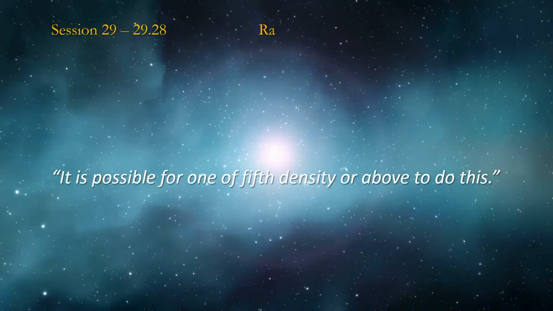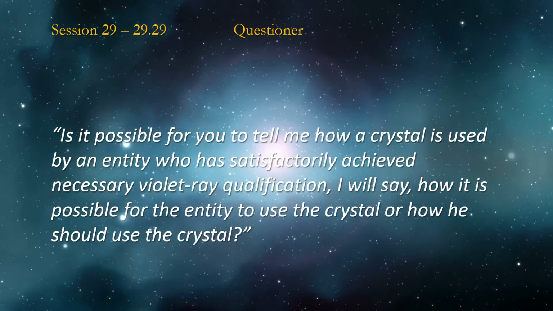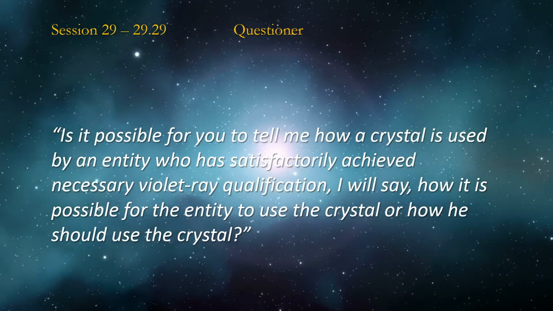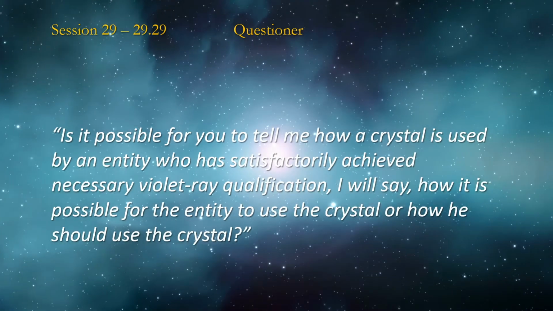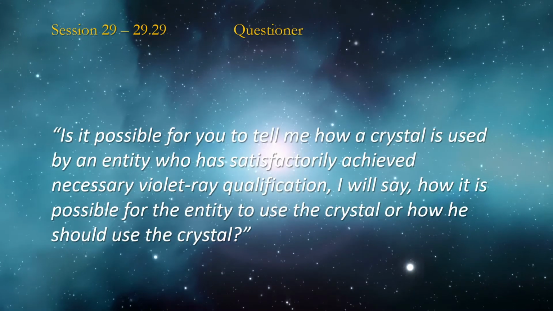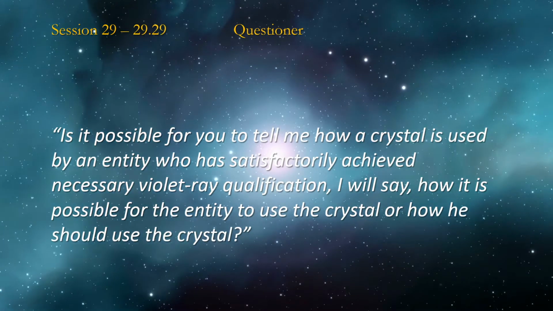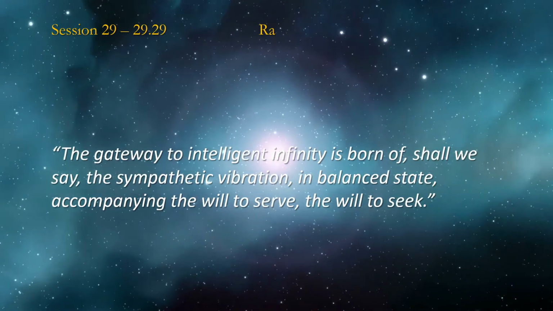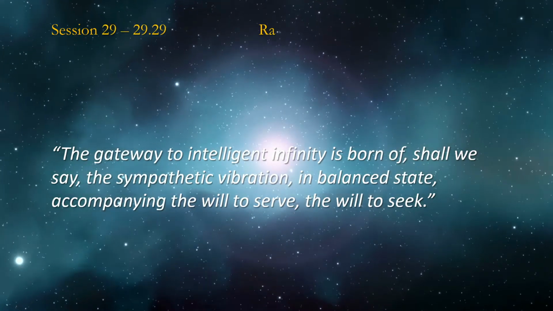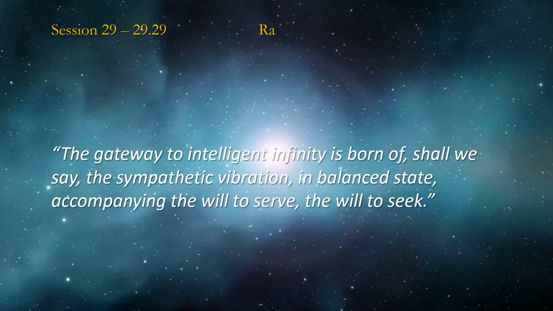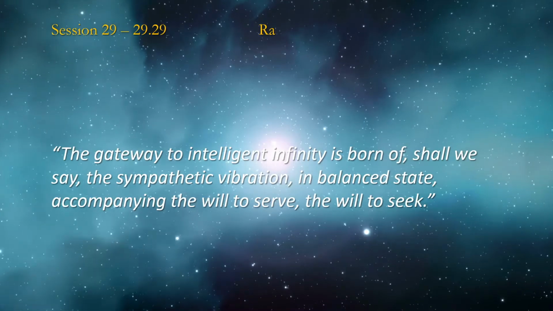Don says, is it possible for you to tell me how a crystal is used by an entity who has satisfactorily achieved necessary violet ray qualification? I will say how it is possible for the entity to use the crystal, or how he should use the crystal. Ra says, the gateway to intelligent infinity is born of, shall we say, a sympathetic vibration in balanced state, a companion with the will to serve, the will to seek.